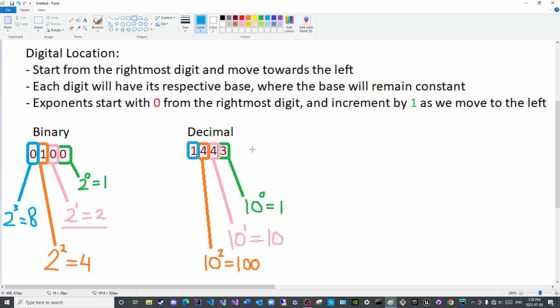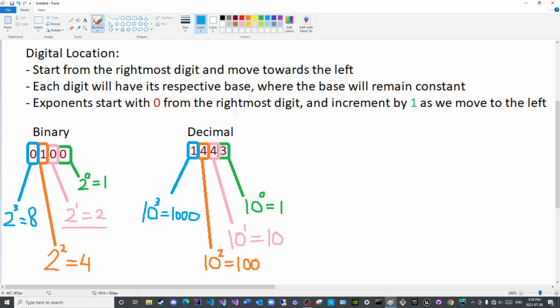What is the location of this digit? This will be 10, because the base is constant, to the power of 2 plus 1, so it is 3, which is equal to 1,000. Thus, this digit is known as the thousands digit.